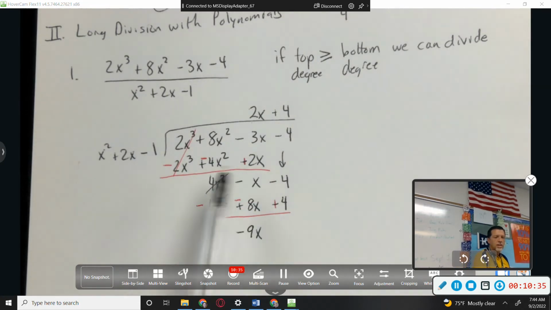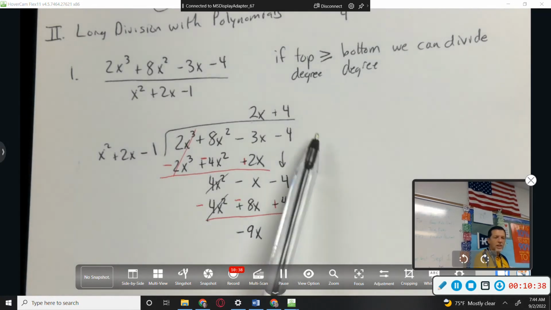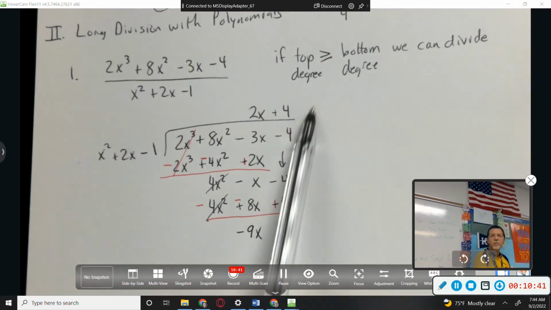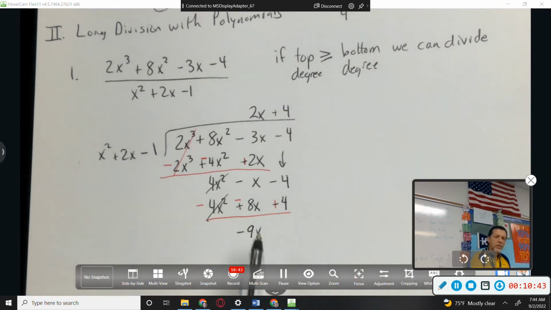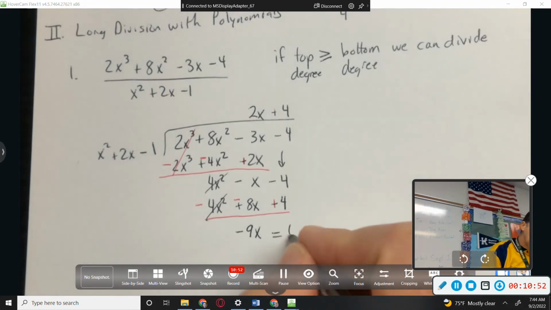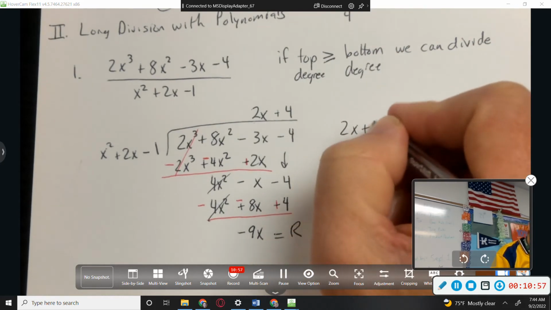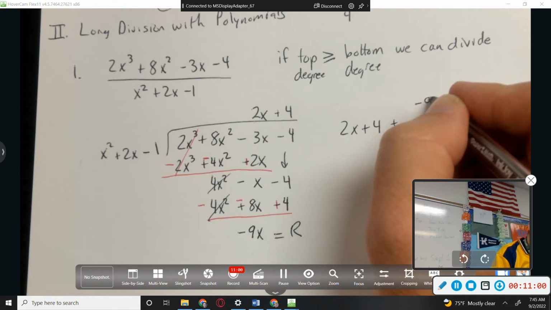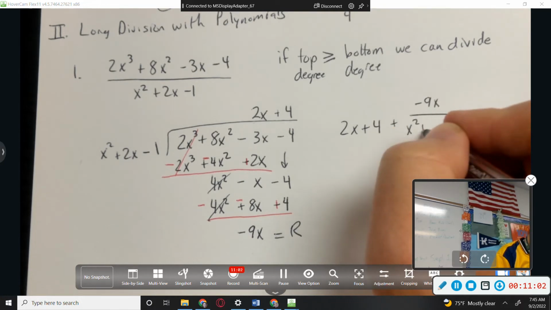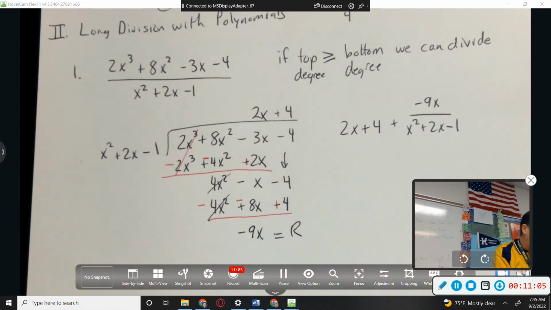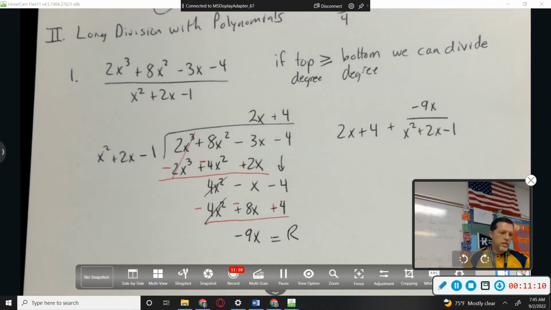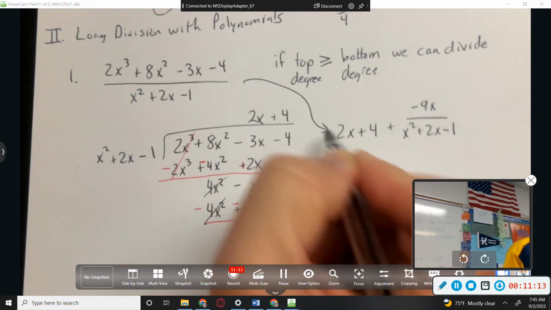Okay, well, a couple things should indicate that we're done. I don't have any more room up here to put anything. And what times x squared would get me to 9x? That feels backwards. So I think we're done. We can say the remainder is 9x. But I think our better answer would be to use the fraction thing. So there's our answer.